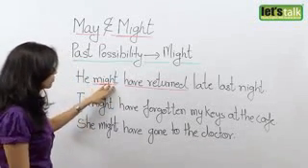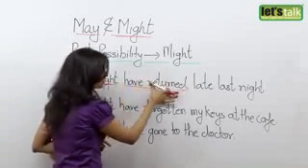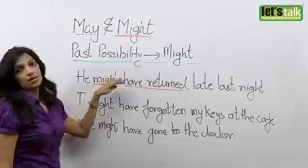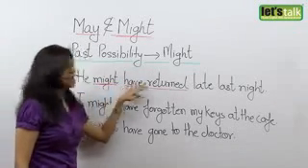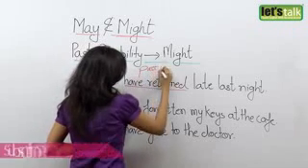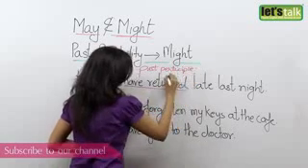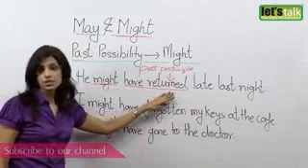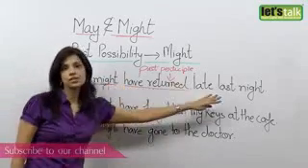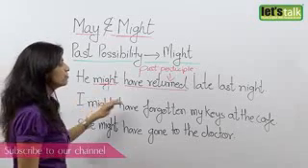Now after might, we cannot say he might return. It is might have returned. So you have might followed by have and then the verb in the past participle. Okay. So returned is the third form, the past participle. So you have he might have returned late last night.